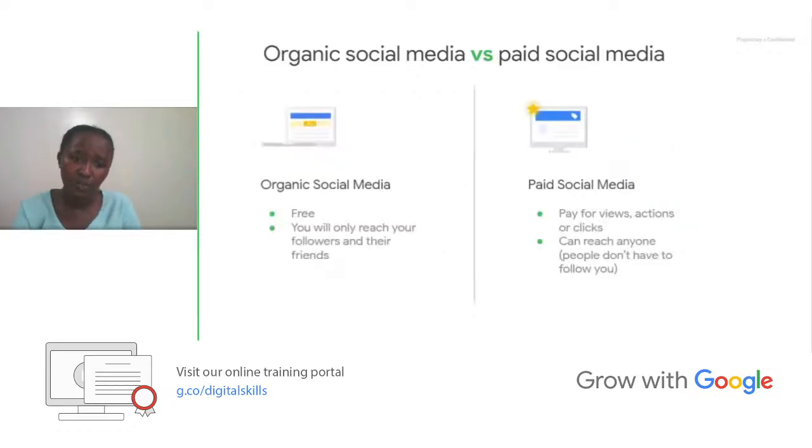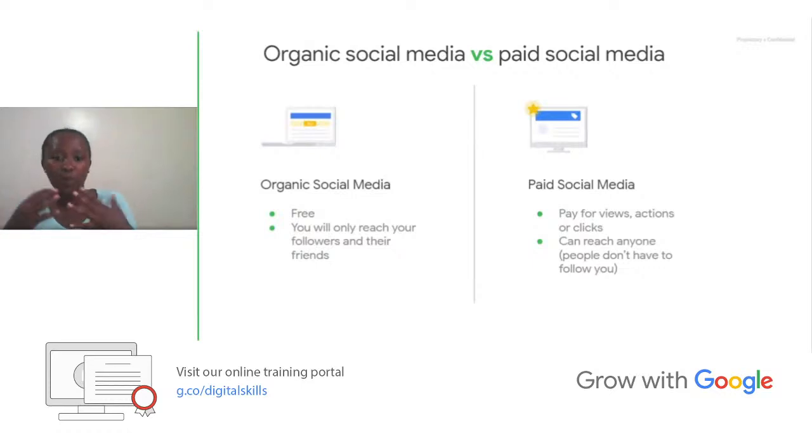So when it comes to social media, we have two types of social media. We have organic social media, which is free, and we have paid social media, which you pay for views or actions or clicks. On organic social media, you'll only reach your followers and their friends. When you put a post on your page, for example, on Facebook, only people who follow you or their friends can see that particular post.